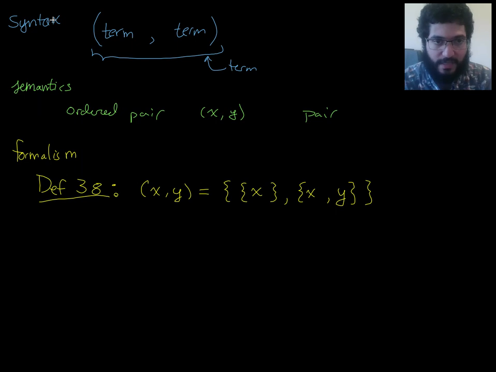I've always told you that syntax is the grammar, the semantics is the intended meaning but does not help you prove anything. The formalism is what helps you prove things. So that's true, but it's actually not the best go-to if you want to prove anything about ordered pairs. The best go-to is the theorem that comes immediately after this definition.